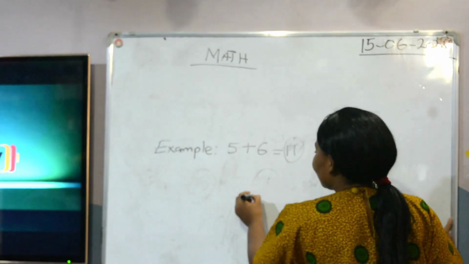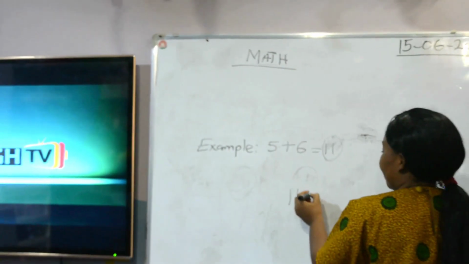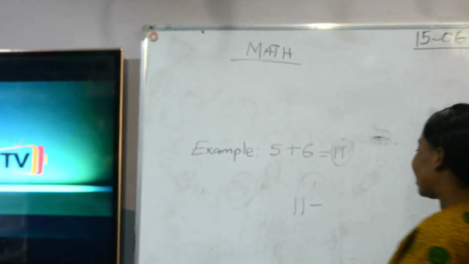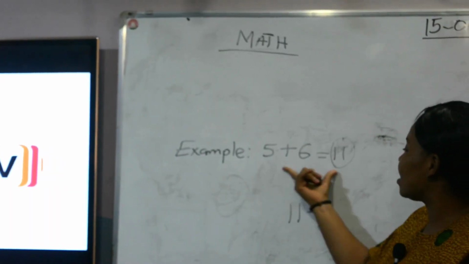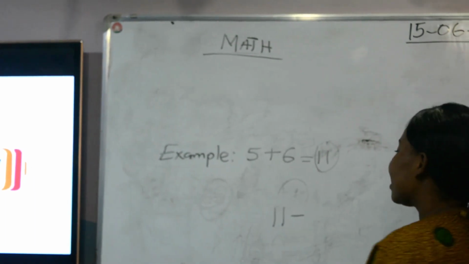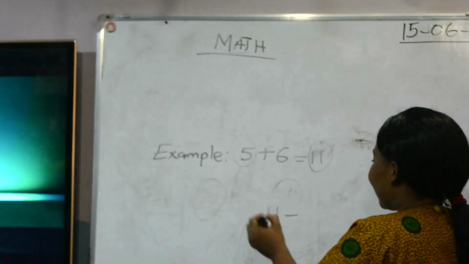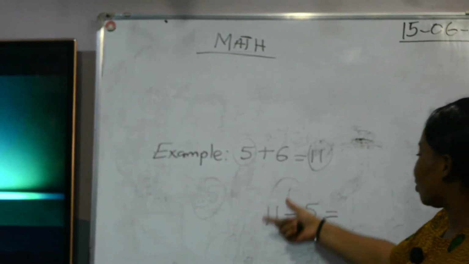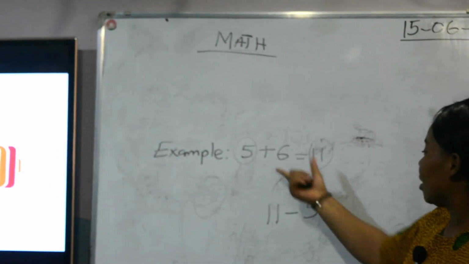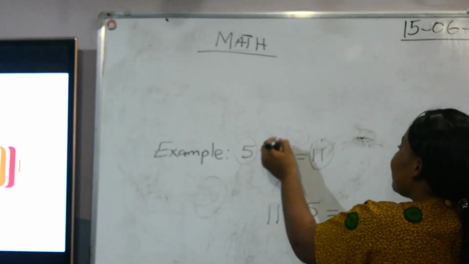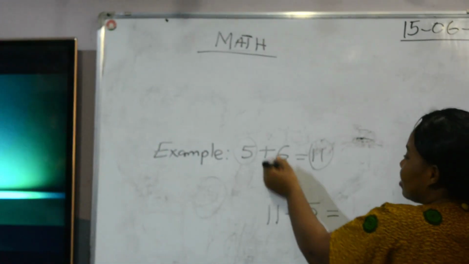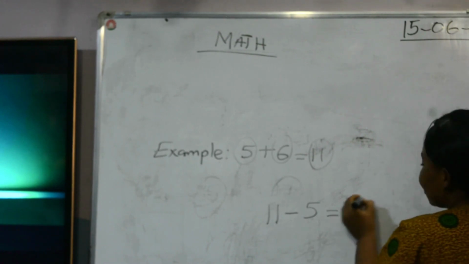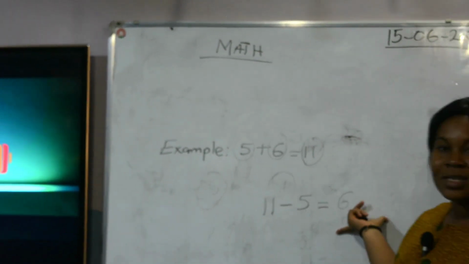Very good. So we first write our 11 here, then we bring our subtraction sign. Then we take any of these numbers that we want. So we are taking 5 first. Take 5 and we write it here. We bring our equal sign. So 11 minus 5, the answer will be the remaining number in the addition sentence, that is 6. So our answer will be 6. So this is subtraction sentence 1.